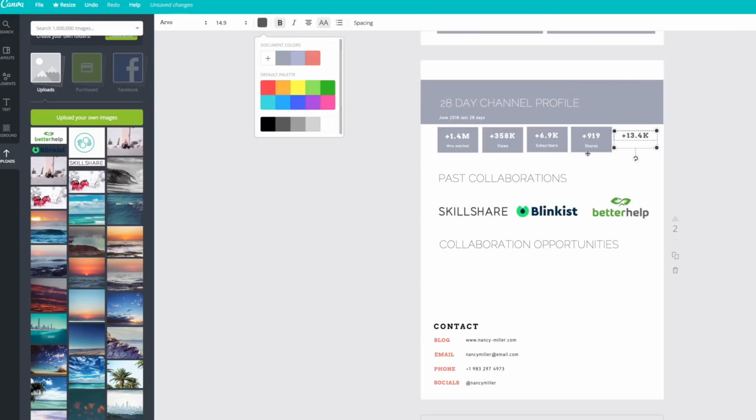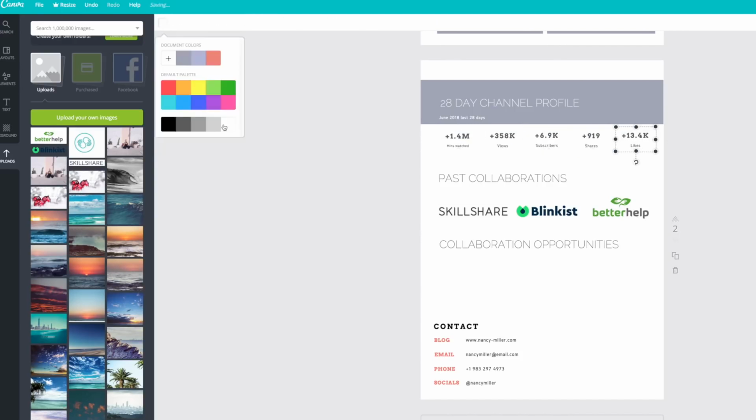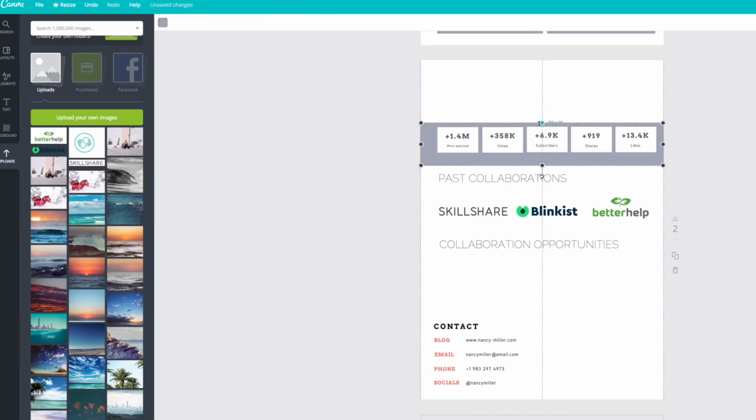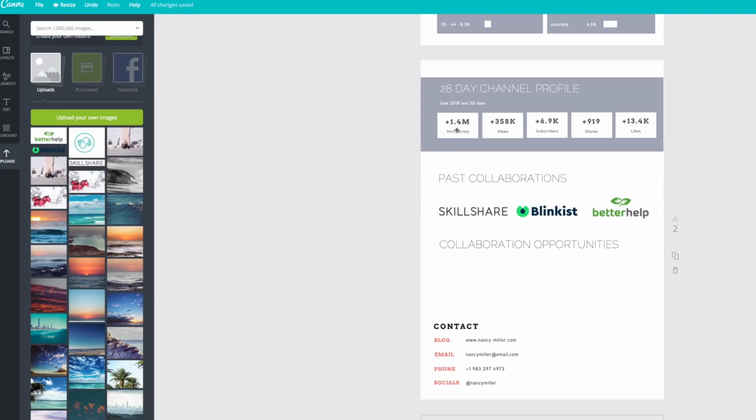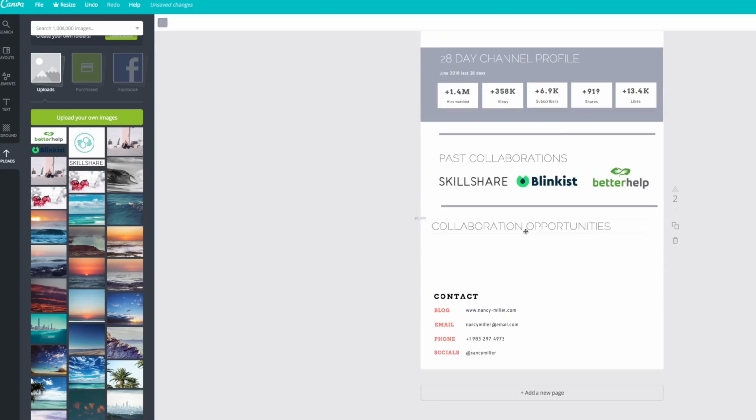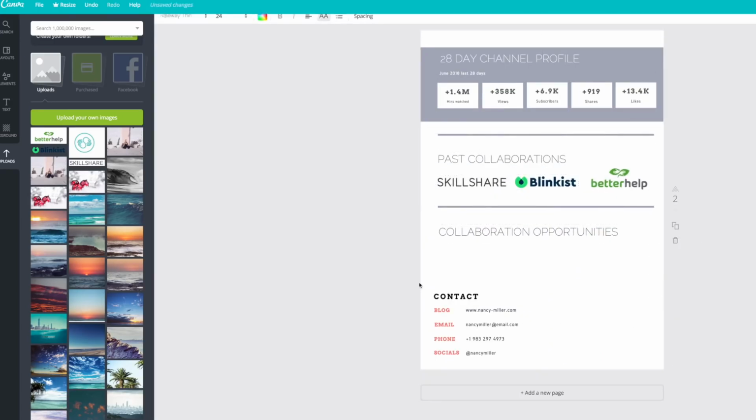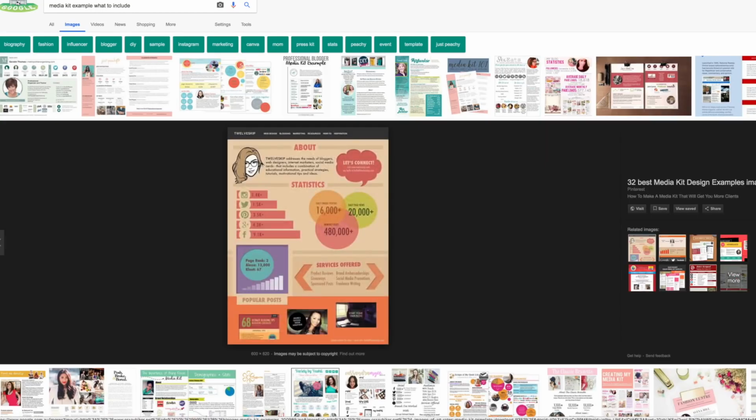And same thing with Blinkist. BetterHelp is a new one that I haven't worked with before, so I won't do that for them. Especially where you can feature well-known brands that you work with, I think it makes a company feel a bit more safe working with you when they can see those logos that they recognize. Of course, if you haven't had any past collaborations, you can skip out on this section all the same.